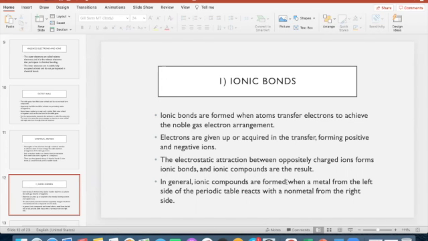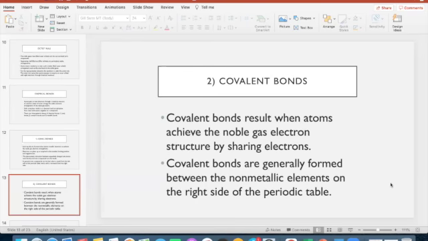Ionic compounds are formed when metals from the left side of the periodic table react with non-metals from the right side of the periodic table. So opposites are attracting here in the ionic bond. Number 2 is the covalent bond. This is a result of atoms achieving noble gas electron structures, which means 8 electrons in the outer orbital. Those covalent bonds are formed between non-metallic elements on the right-hand side of the periodic table.